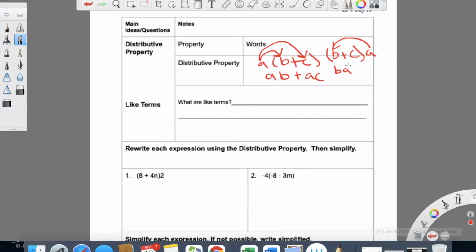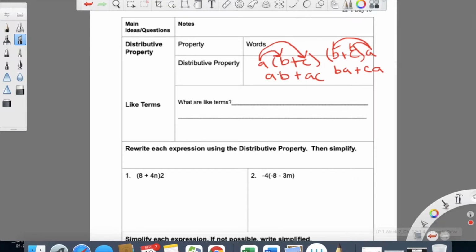So it really doesn't matter if I say A times B or B times A. I'm still multiplying the same two numbers. Plus, I would do the same thing, A times C. So they wrote CA. Again, you could write AC. It doesn't matter. Remember, it just means you're multiplying those two numbers together.